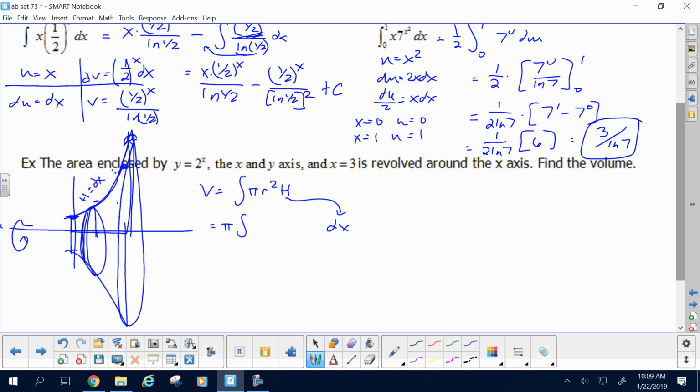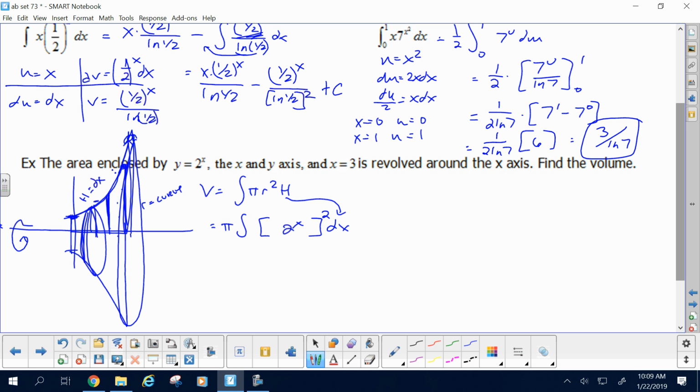Now, if it's dx, then the equation needs to be in x terms. The radius is constantly changing. Here's the radius, and here's the radius, and here's the radius. But the radius is how high you go to get to the curve. So the radius is the curve, right? R is the curve. So 2 to the x all squared.